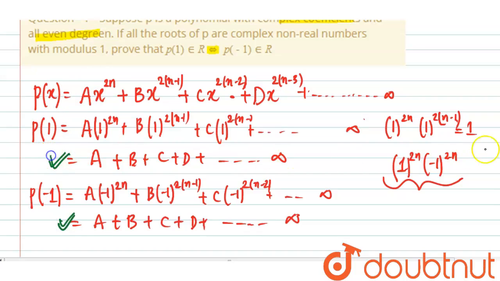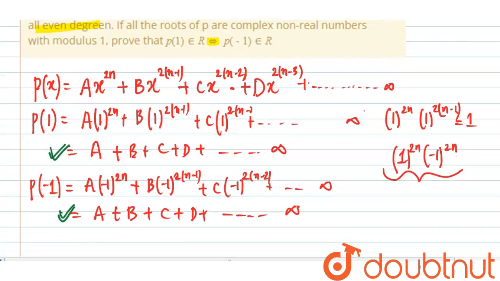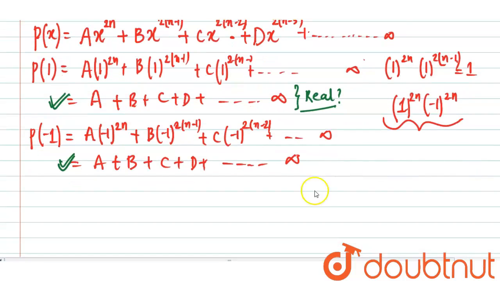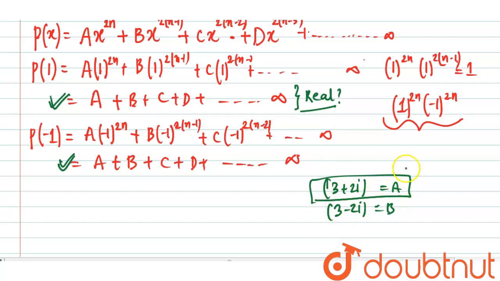What does this mean? This means if you calculate p(1) and get an answer which is real, then you would be asking how it could be real if the complex coefficients are there. There must be some cancellations. Like if I write 3 plus 2 iota as a and 3 minus 2 iota as b, however a and b are complex coefficients, but their summation is a real number because the imaginary part is getting cancelled out. So this is basically 6.